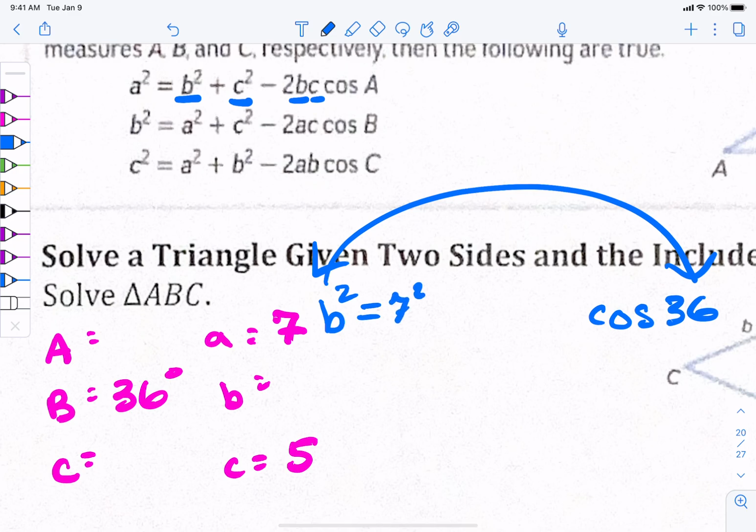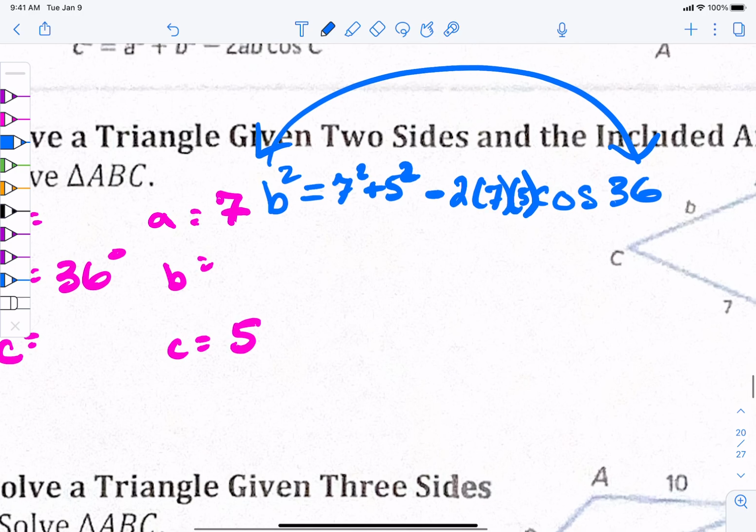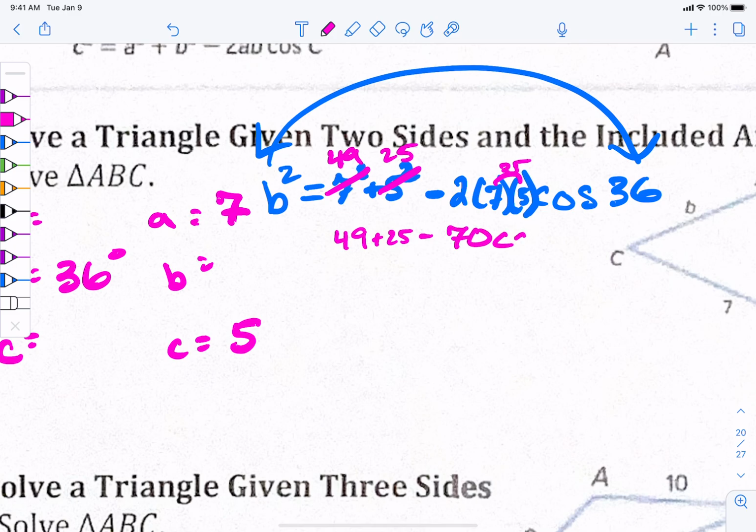Okay, so 7 squared plus 5 squared minus 2 times 7 times 5. Those go in those spots. That's the formula. Okay? Are we doing okay? All right, so have that stuff in there. 7 squared is 49. 5 squared is 25. 2 times 7 times 5. I know that 7 times 5 is 35, but what's 2 times that? What's 2 times 35? Yep. 70. 70 cosine 36.